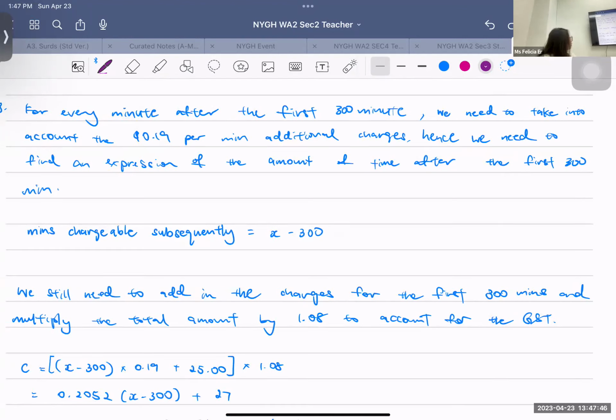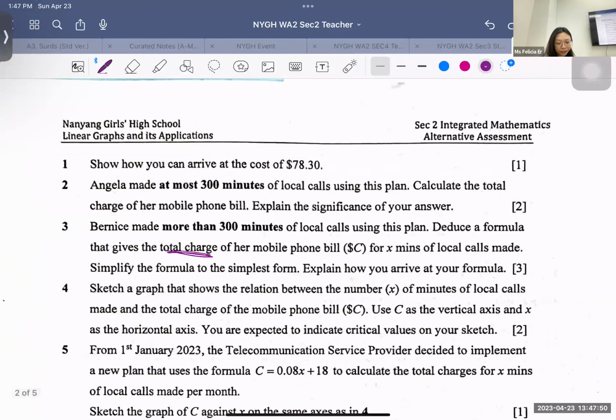So after you get this idea, also look at the question again. What did they emphasize? They ask you to simplify the formula to simplest form. So getting the formula is not enough. You need to leave it in simplest form. And what does simplest form mean? Simplest form means you should be expanding as much as possible and making sure your expression at the end of the day is as short as possible.